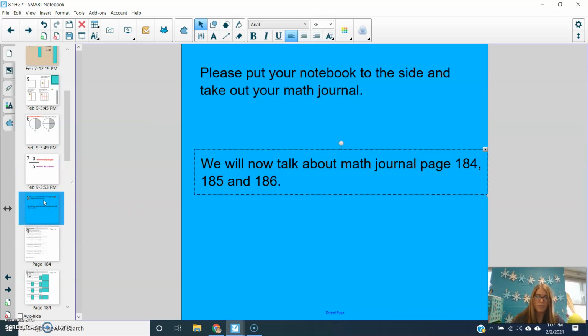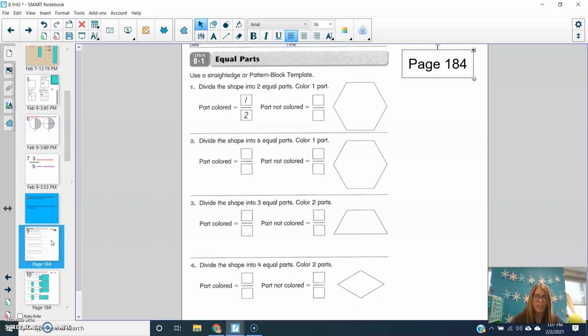So now let's put our notebook or our whiteboard to the side and we'll take out our math journal. And can you open up to page 184? We'll talk about that page first. So you're going to need your template for this page. And so looking at question number 1, it says divide the shape into 2 equal parts. And then they want you to color one part. And so they told you the part that's colored is going to be half, and then how much is not colored. So let's just do that first one together.